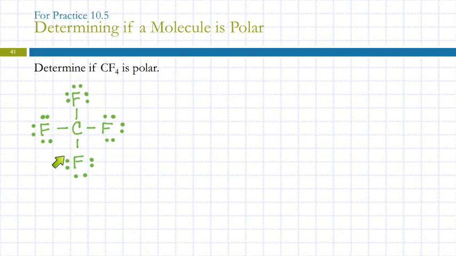We're going to look at this and first ask ourselves, are there any lone pairs on the central atom? No. So the first condition is met. There are no lone pairs on the central atom. Are all of the things bonded to the central atom the same? Yes, they are. So this is a nonpolar molecule.